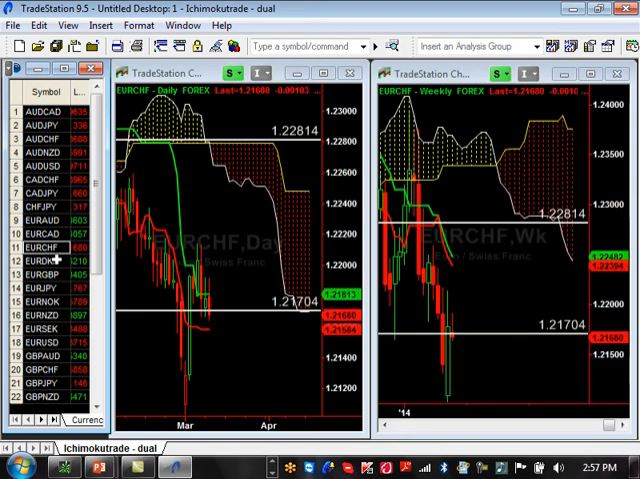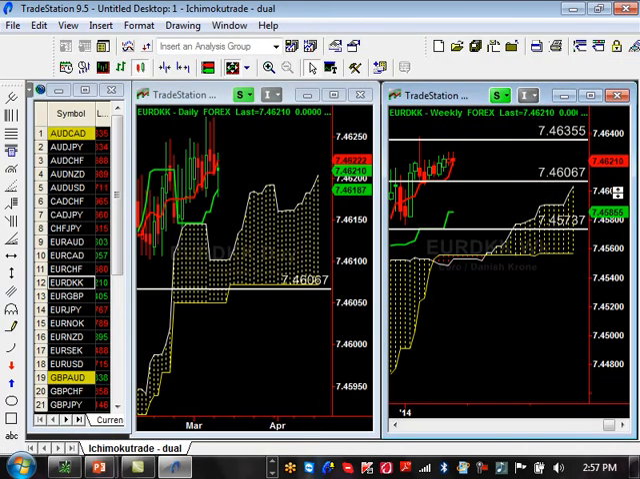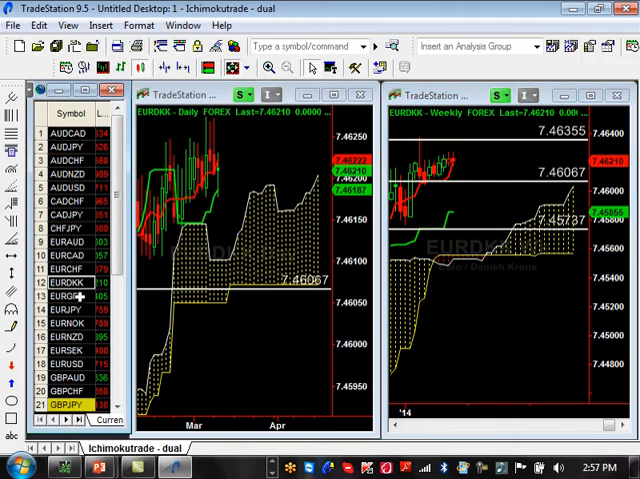Euro Switzy, we don't really talk about that one. Euro DKK is bullish trending. As you can see, it's getting to its major resistance level, which is at 46.35. Support on this one is going to be 46.06.